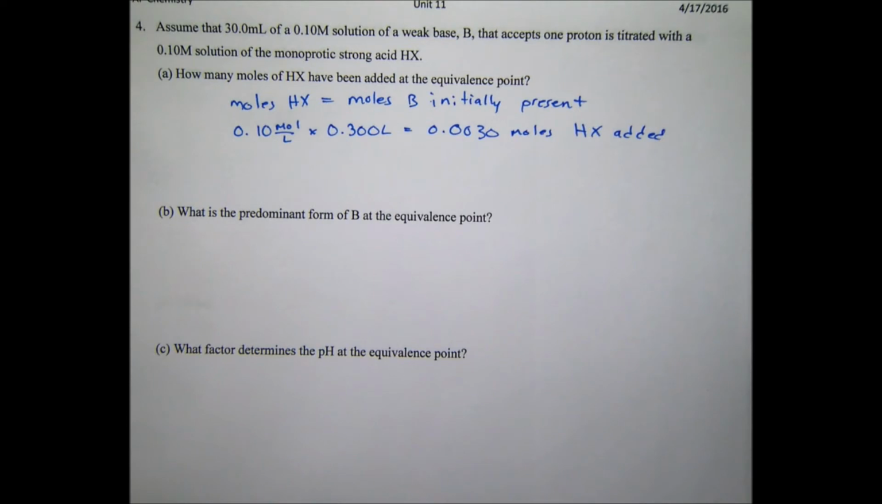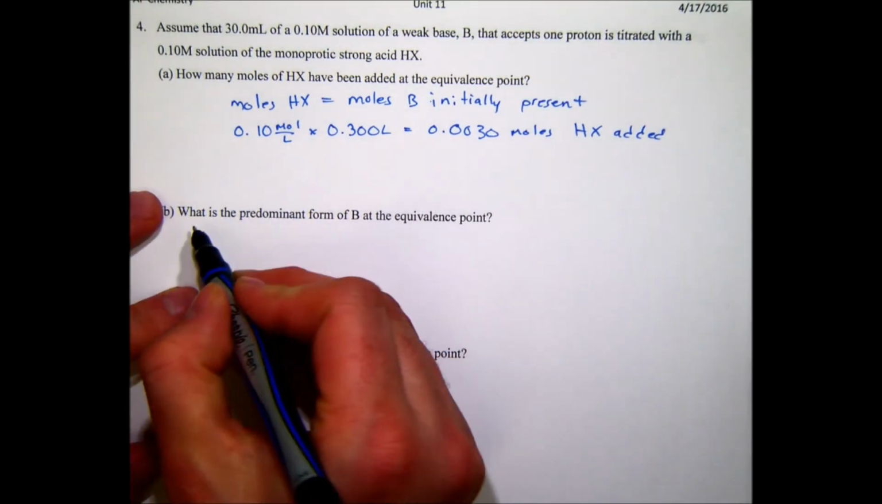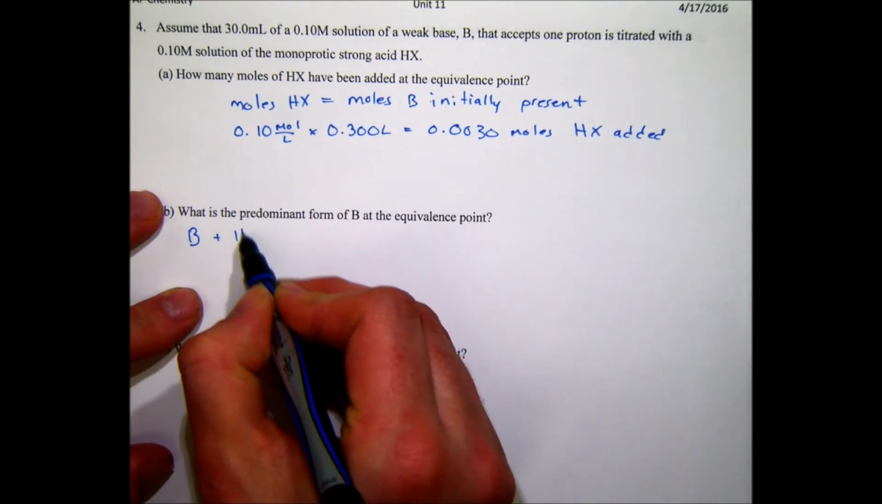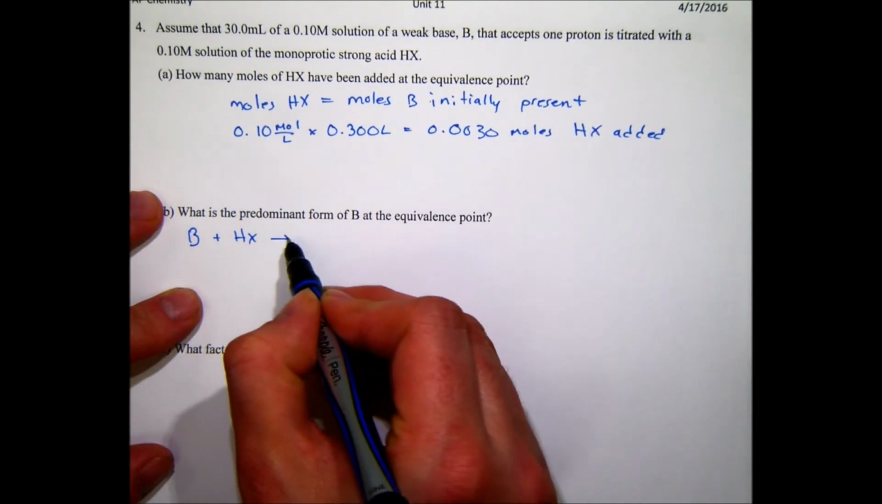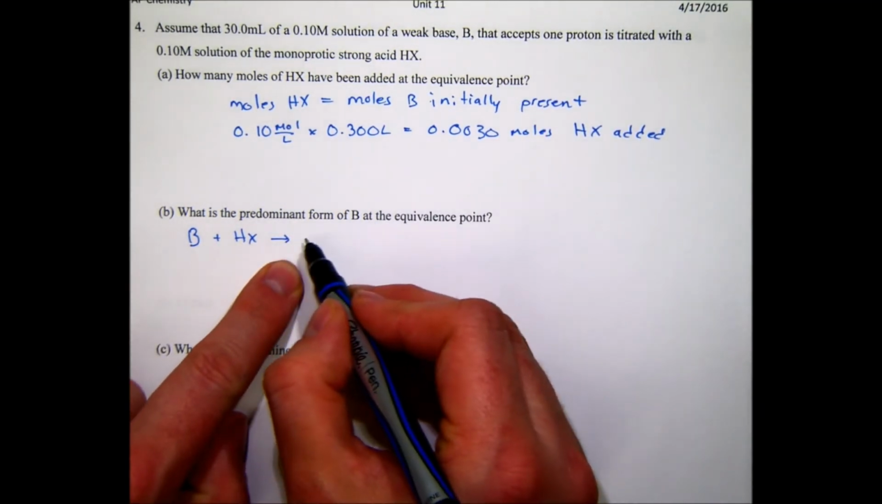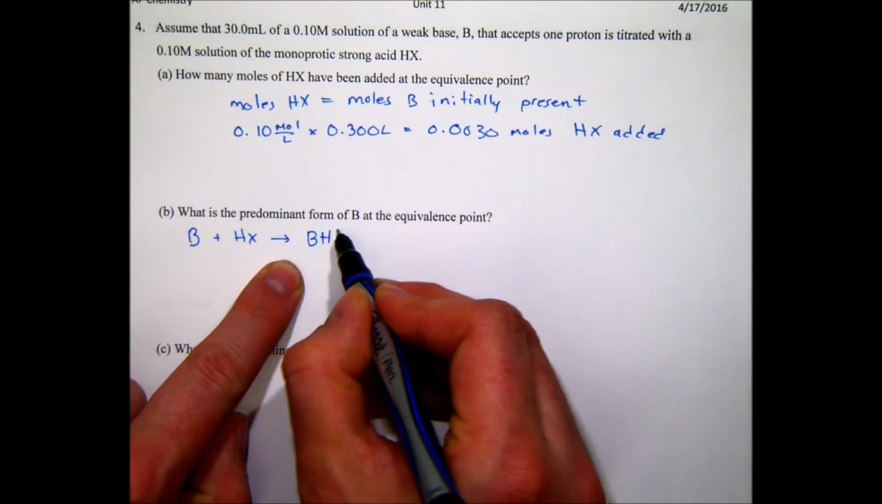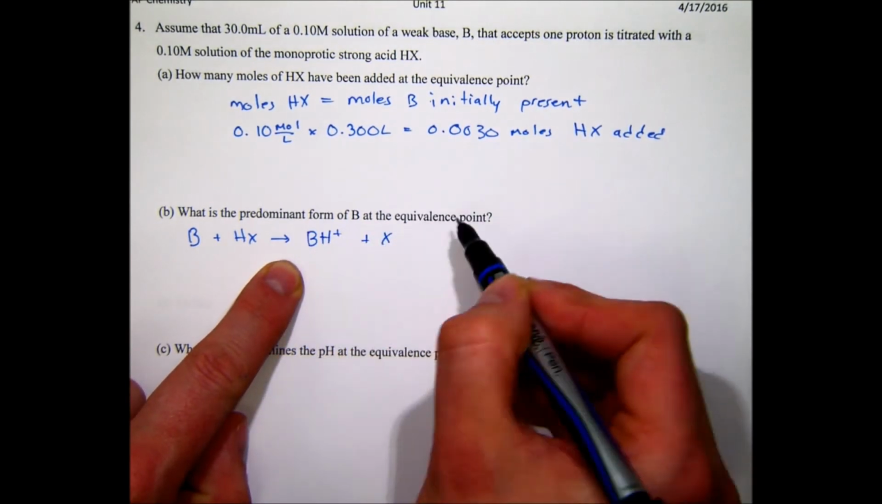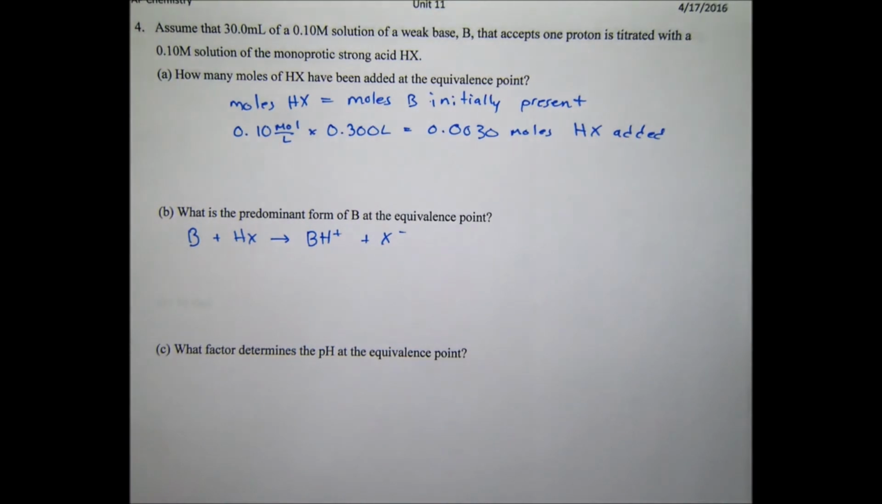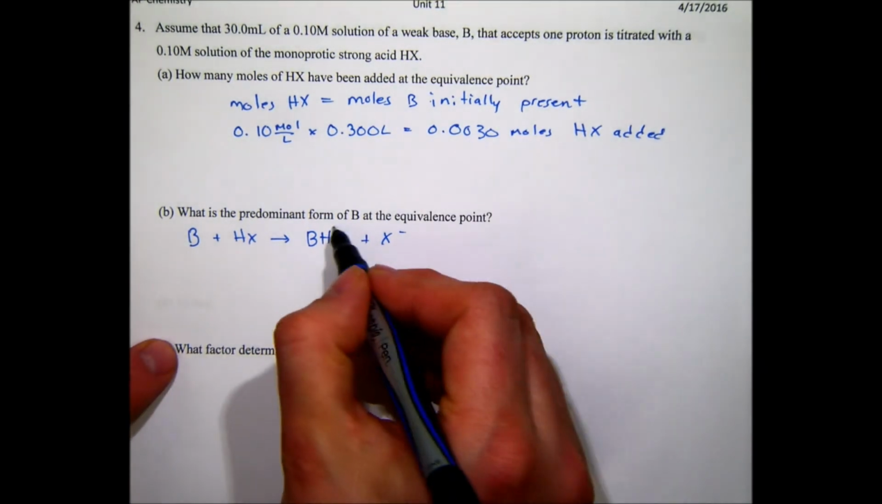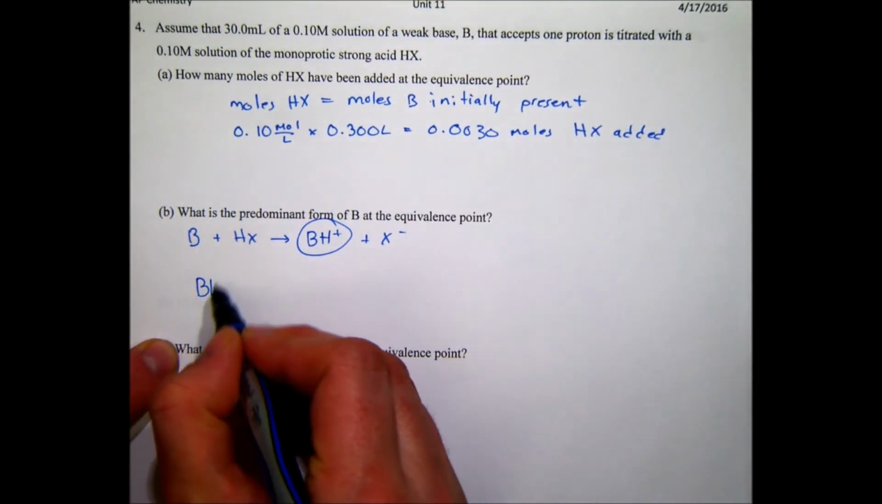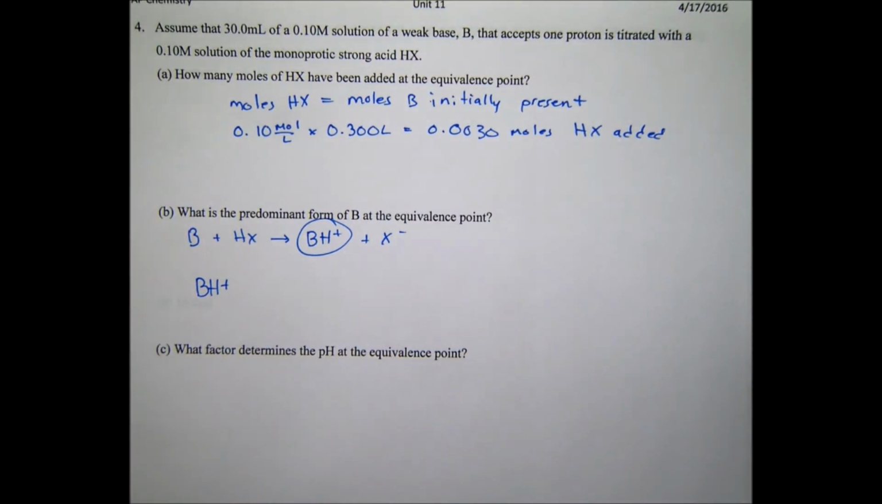What is the predominant form of B at the equivalence point? So we have base plus some acid. It's a neutralization, so it's a one-way reaction. So the predominant form is BH plus, which is the conjugate acid of B. What factor determines the pH at the equivalence point?